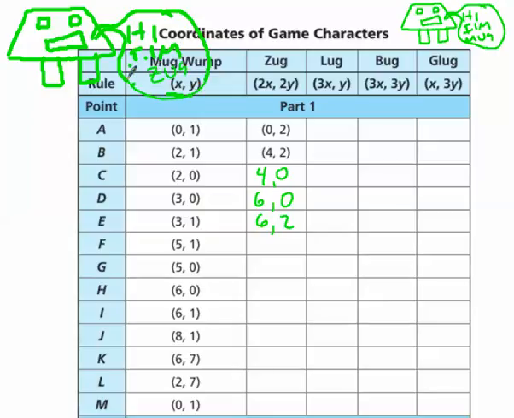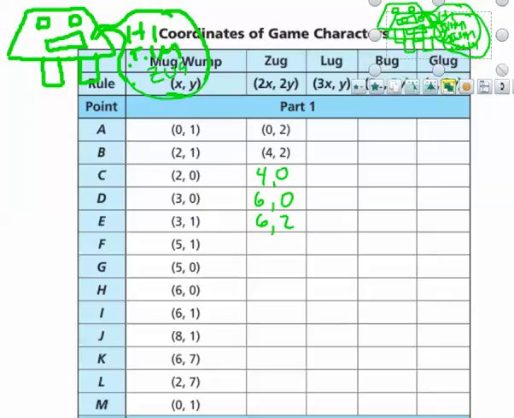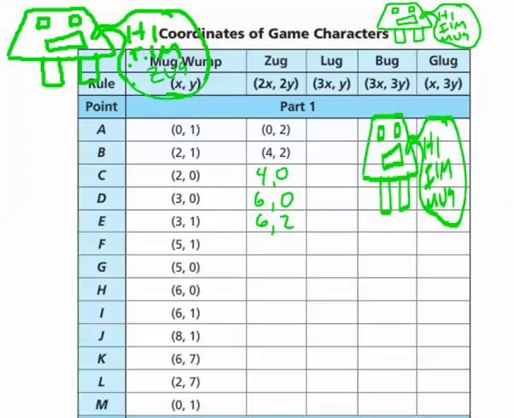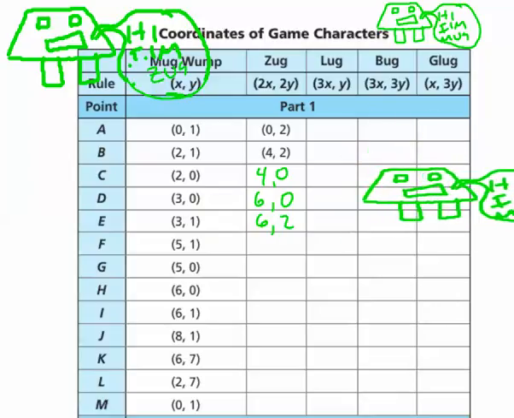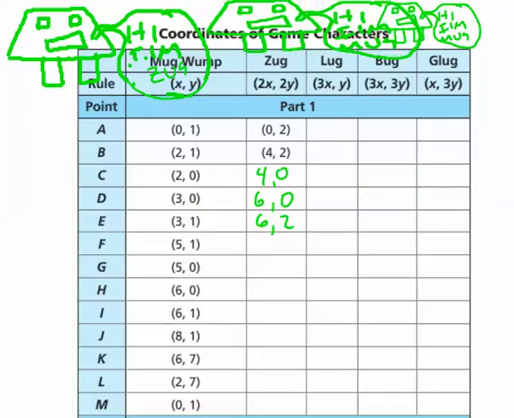So then for Lug, the rule is 3x comma y. So we're multiplying x by 3, multiplying y by 3. And then you end up with a figure that looks roughly like this. And Lug is very, very wide. And so it should say hi.